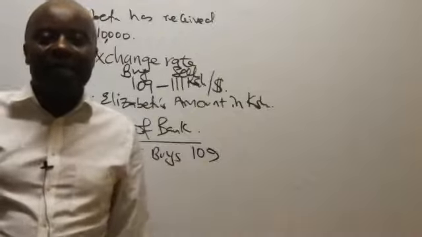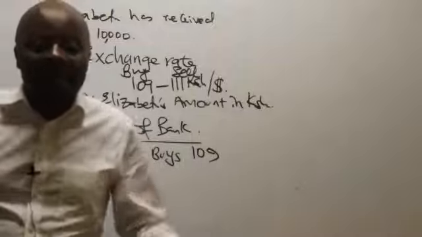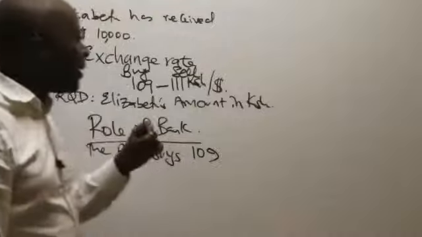It's an exchange rate. It can't be 109 Kenya shillings. It must be 109 Kenya shillings per something. Because that is the confusion that I normally see my students getting into.